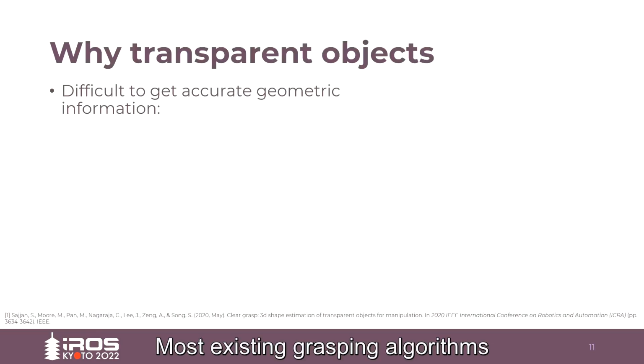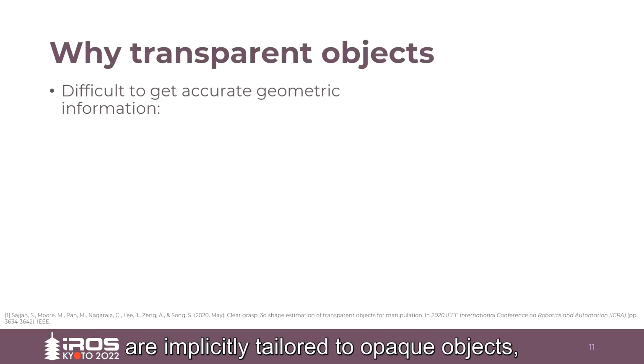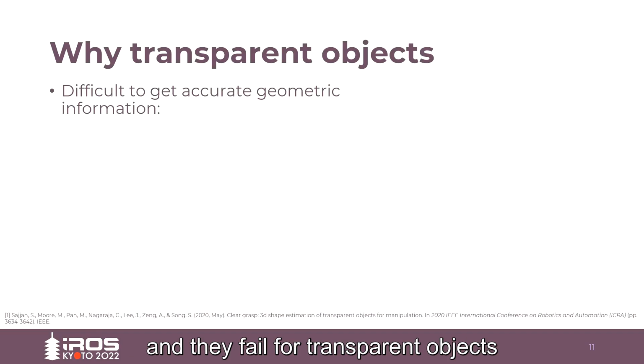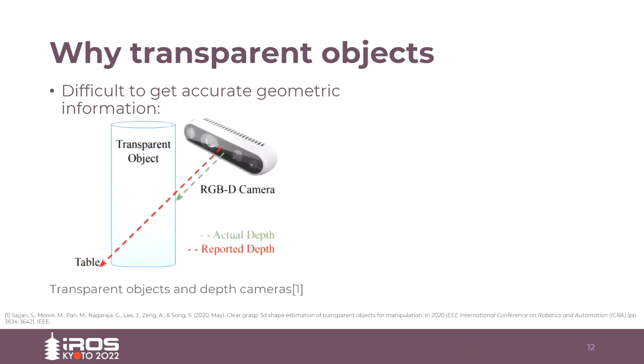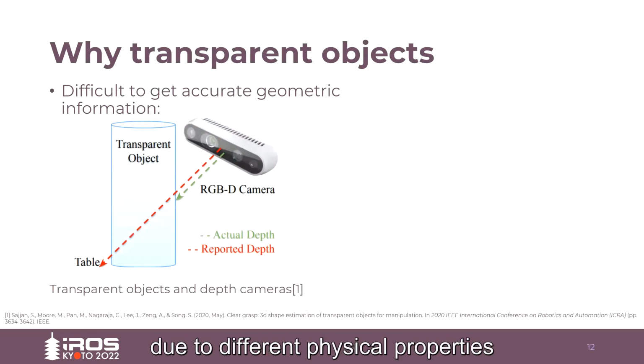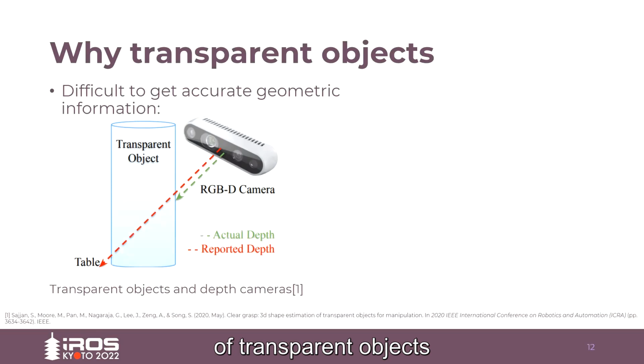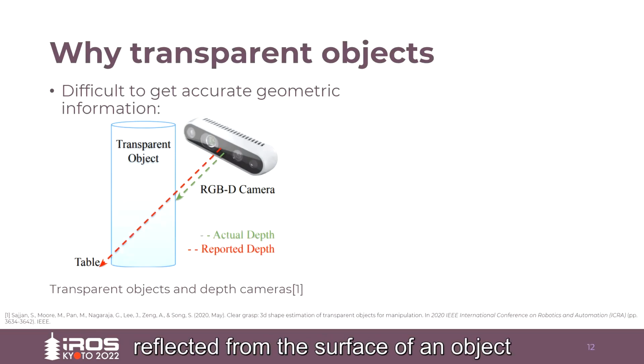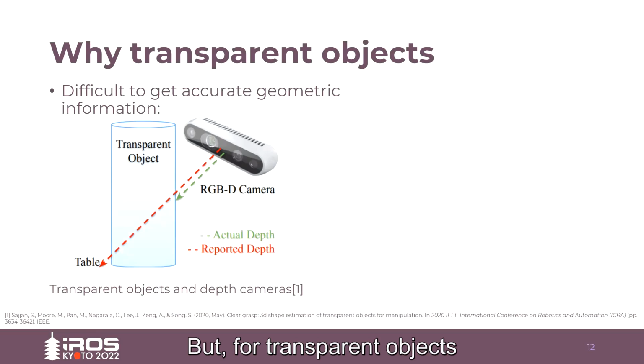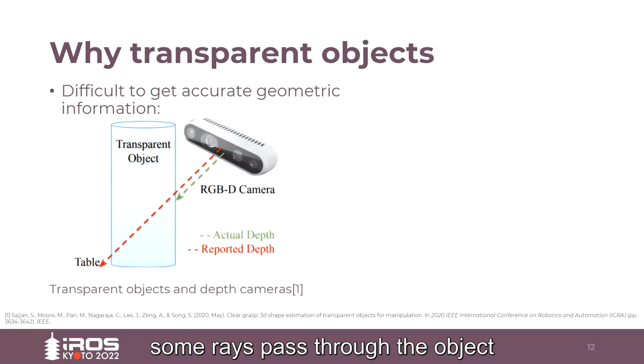Most existing grasping algorithms are implicitly tailored to opaque objects, and they fail for transparent objects. This is because it is very difficult to get stable measurements due to the different physical properties of transparent objects. The figure from ClearGrasp best illustrates this phenomenon. The measurements of depth sensors are based on a ray reflected from the surface of an object. But for transparent objects, some rays pass through the object and result in inaccurate depth values.